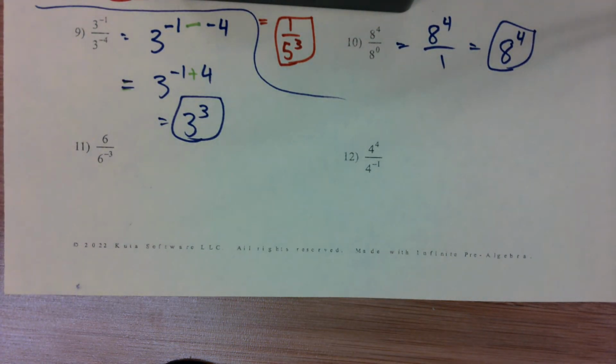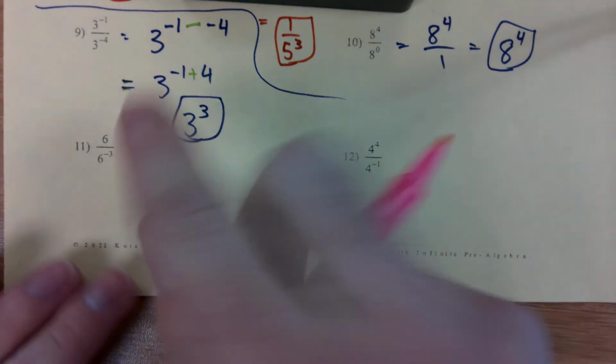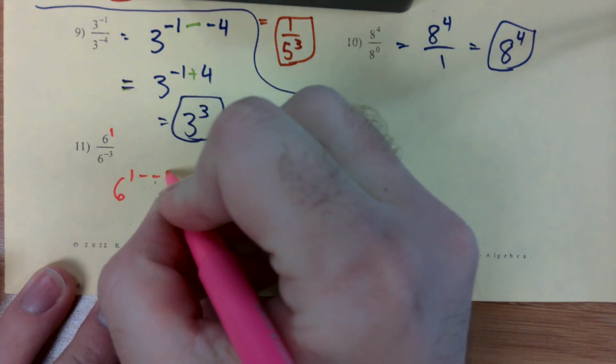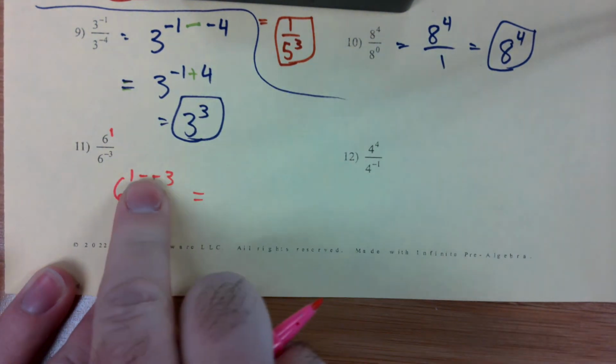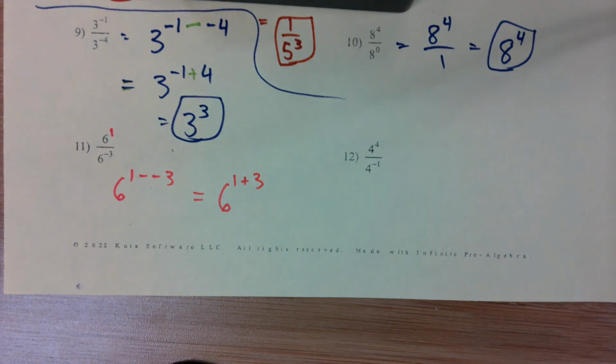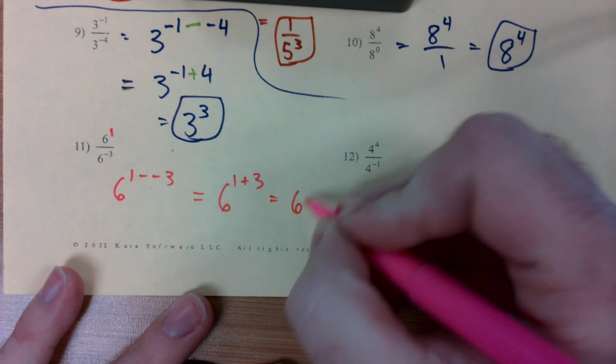Questions on... Yes, sir. Go ahead. With number 11, we got an exponent of 1 up here. 6 to the 1 minus -3. Two minus signs form a plus. We get 6 to the 4th.